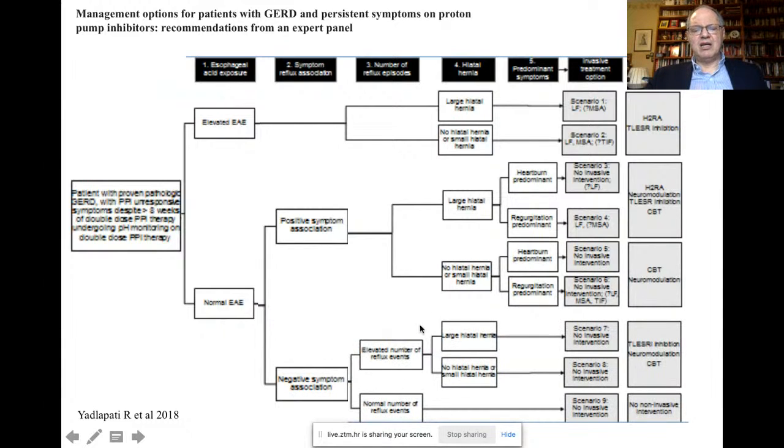And finally, the patient with negative reflux symptom association is the same concept, but instead of looking at the presence of other impedance parameters, we look at the number of reflux episodes. When the patient has a large hernia and a high number of reflux episodes, in this particular case, functional heartburn, we rarely recommend invasive intervention, and they should be treated with TLESR inhibitors like baclofen, or neuromodulators, or CBT.